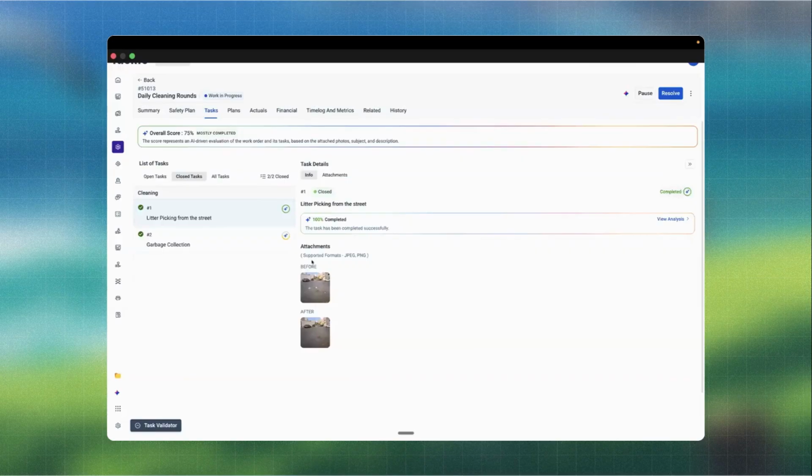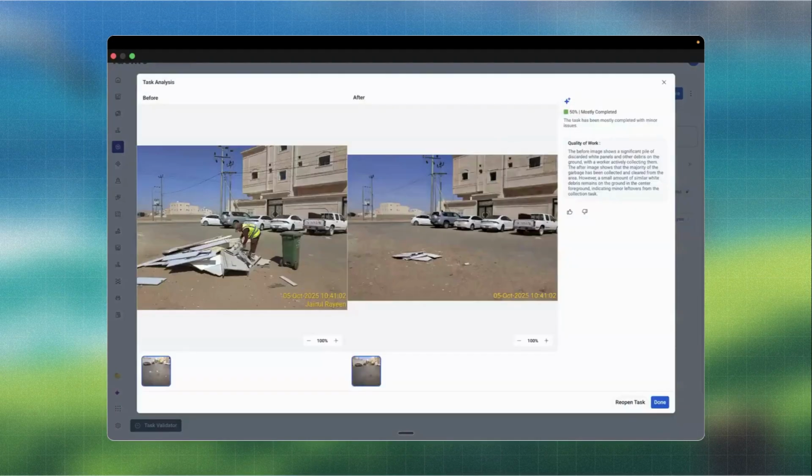This is where AI has clearly called out that, out of these garbage items, only 50% of the work has been done, because some things are still being left out. Okay. So this is on task validation and quality. There are a few more compliance related agents that are work in progress.